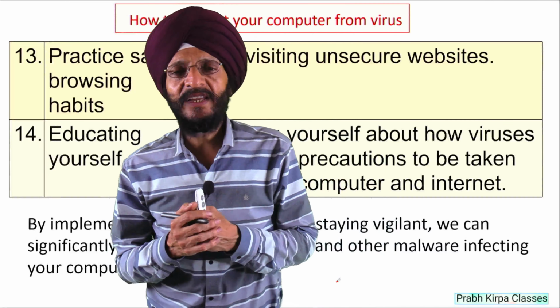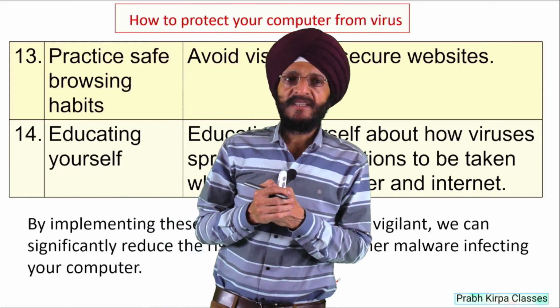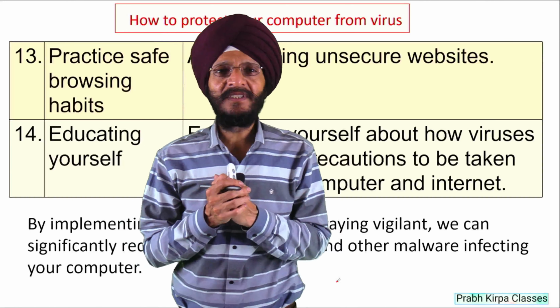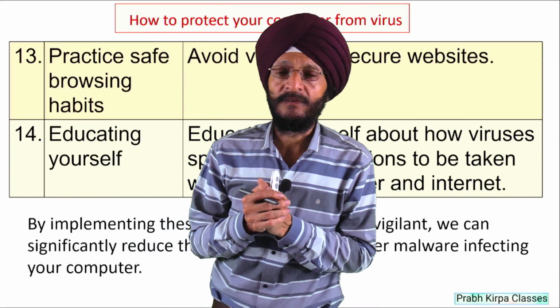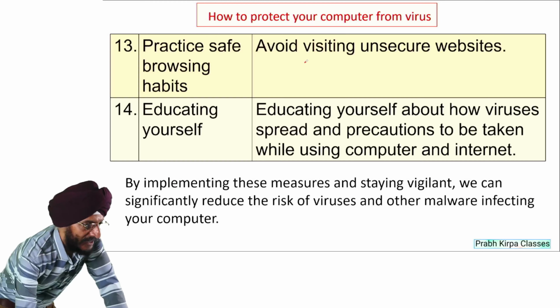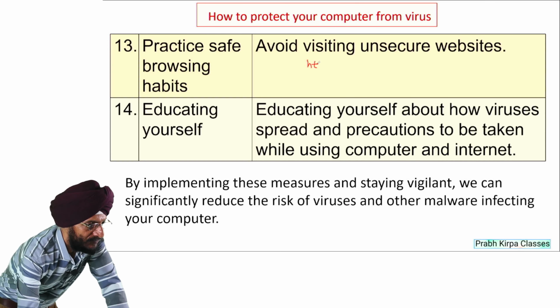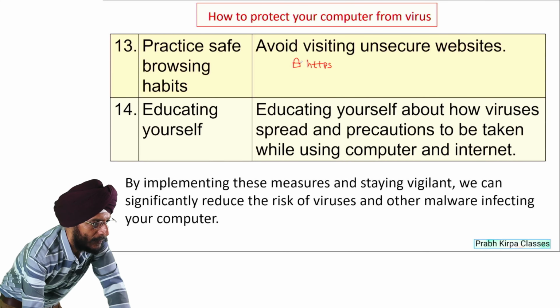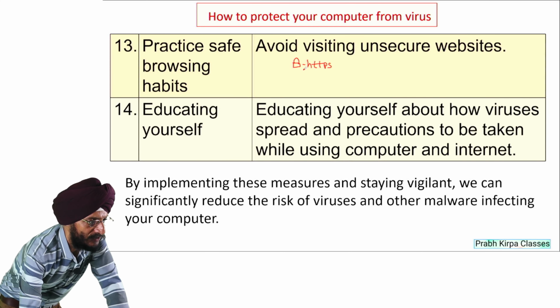Next point which is very important is practice safe browsing habits. We should avoid visiting unsecure websites. What is the meaning of unsecure websites? The sites which start with HTTPS and also have a symbol of a lock. These sites are secure sites which have these two features. This is padlock and this is HTTPS. These sites are secure sites.